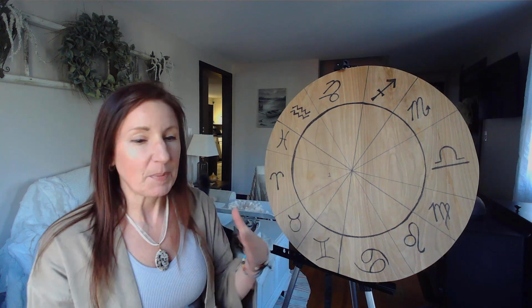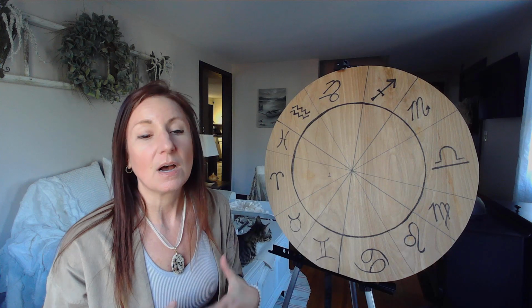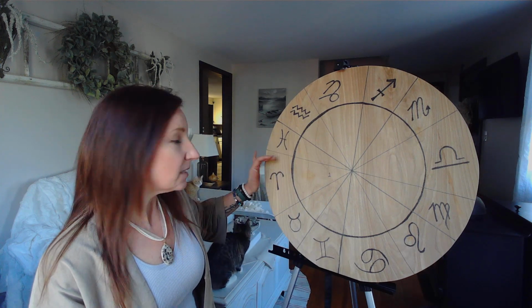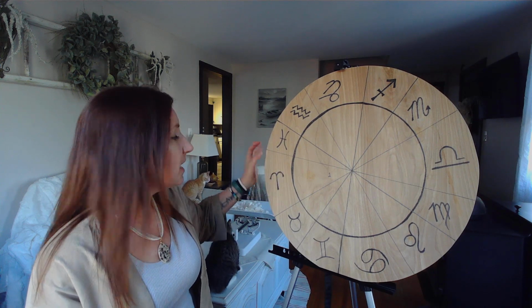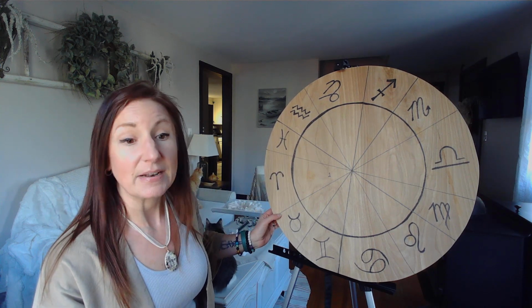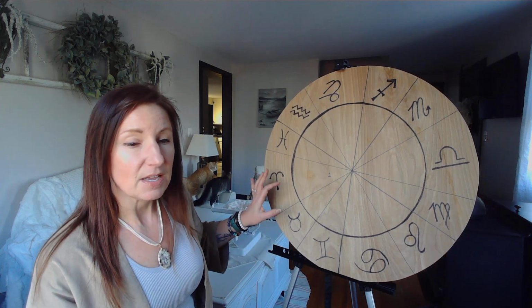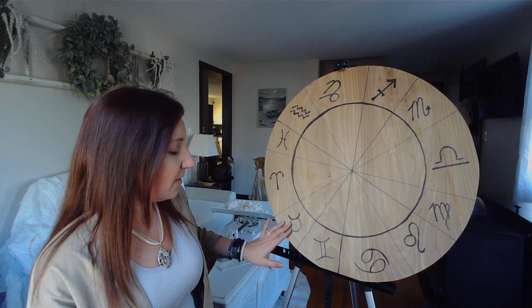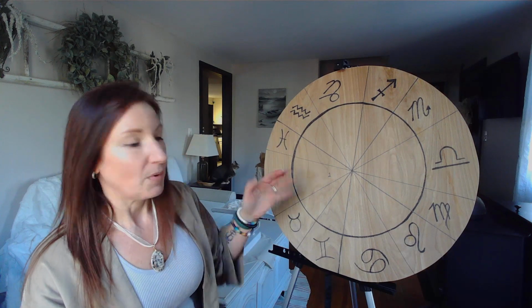It depends on what house system you use. If you're like me, I use whole house division. That means, say, if Aries is in the first house, it's going to start at 0 and end at 30. Each division is 30 degrees, and then you'll have 30 degrees here, so 360 all the way around, and so on.